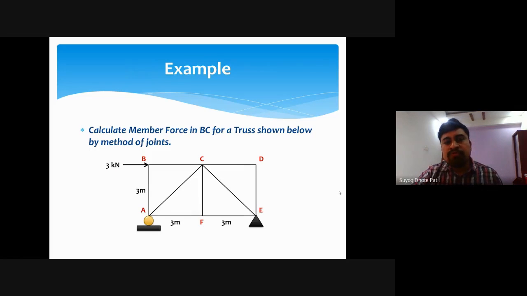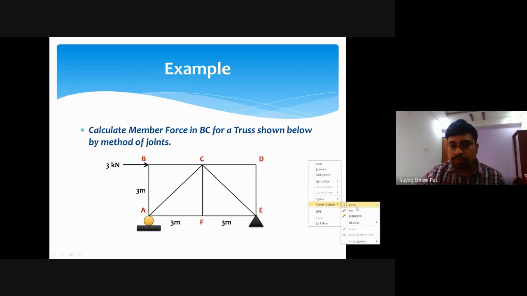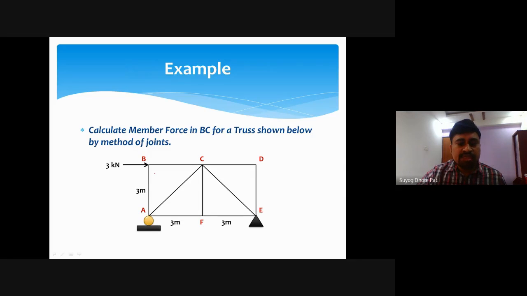Now next is a numerical problem. We will solve this numerical problem with the help of the method of joints. The question is: calculate the member force in BC for the truss shown below by the method of joints. So this is a truss, and these are the joints: 1, 2, 3, 4, 5, and 6. There are 6 joints in the truss.